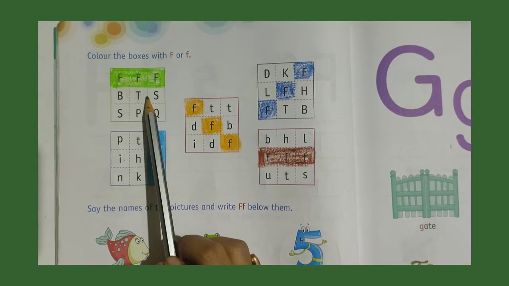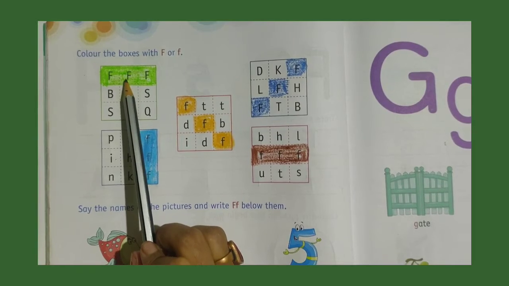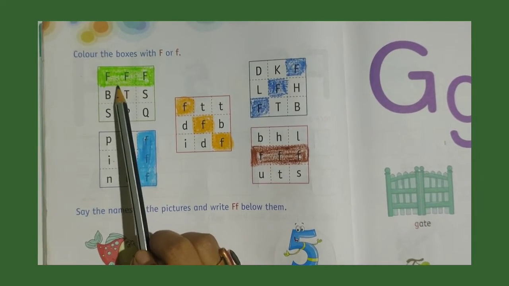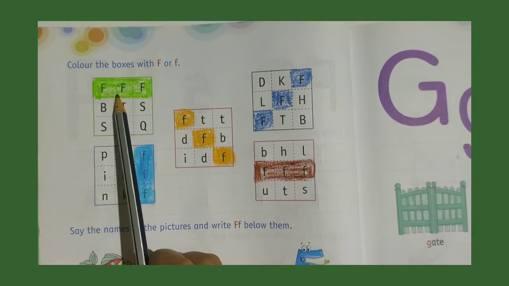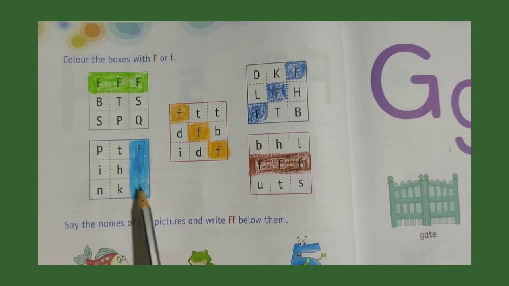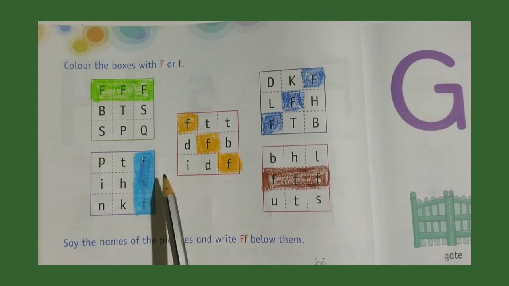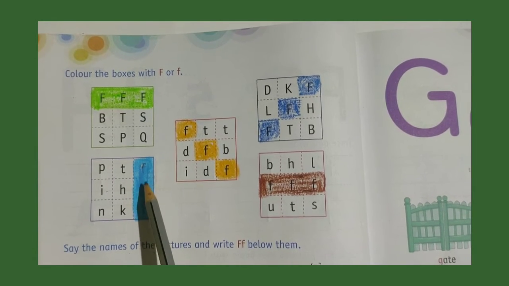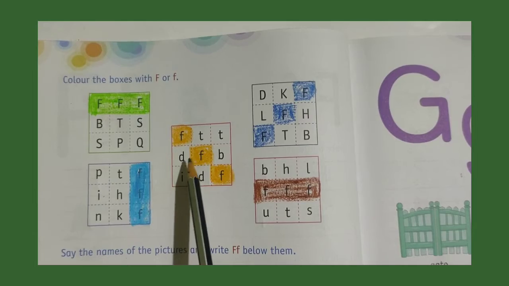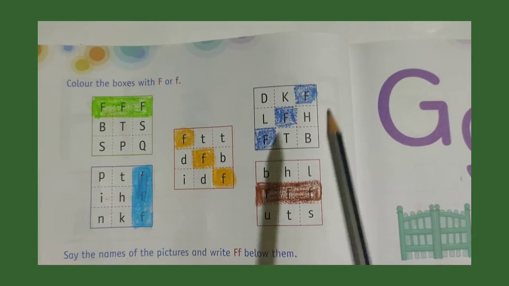In this box you can see capital letters are given. Now you have to color the boxes with capital F. Okay, I have already done. You have to do in your book. Okay, next box, here you can see small f are given. You have to color the boxes with small f. Okay, in this box again you can see small f are there. You have to color those boxes.